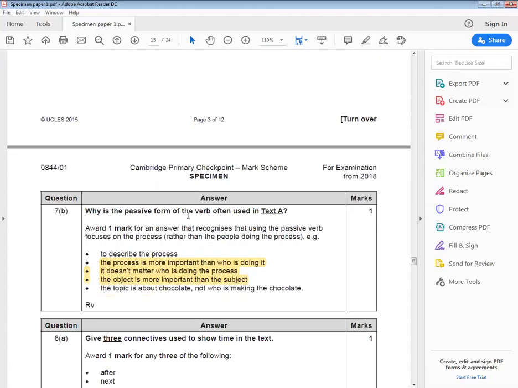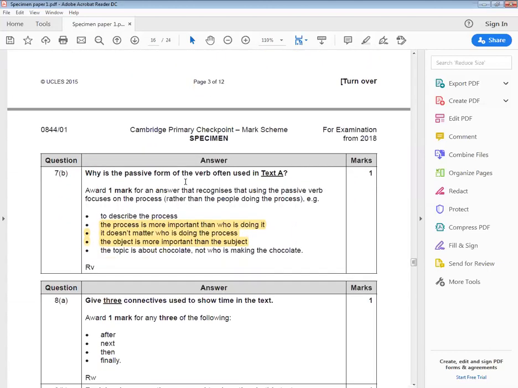And of course, we all remember why the passive form is used. It is basically because the object is more important than the subject. Okay, we all remember this answer. However, there are other answers as well. Like, for example, the process is more important than the doer or the person who's actually doing it. Or it doesn't matter who is doing the process. Okay, because when I use the passive form, I focus on the object. It is very important to remember that.